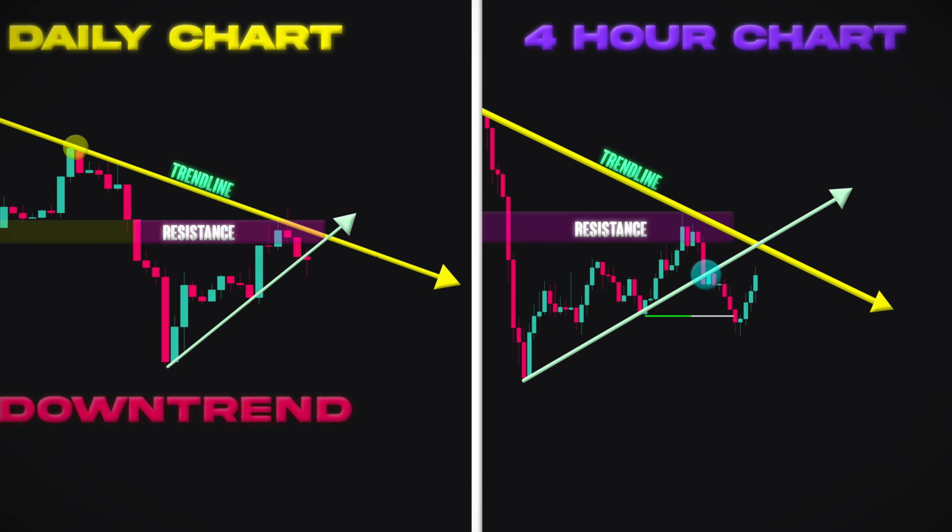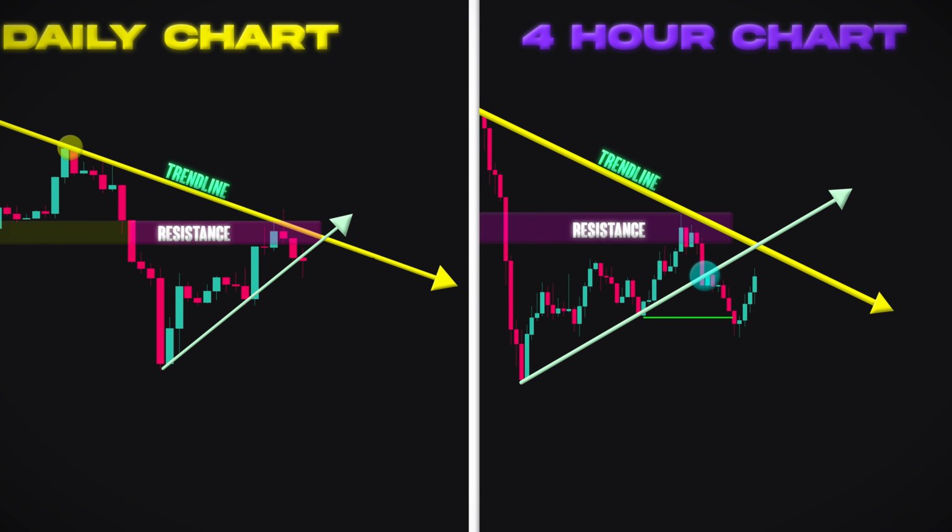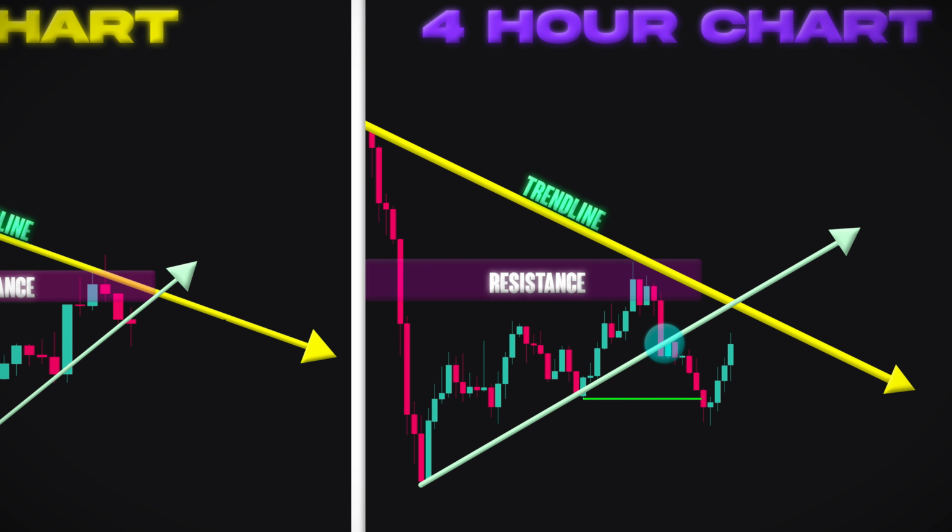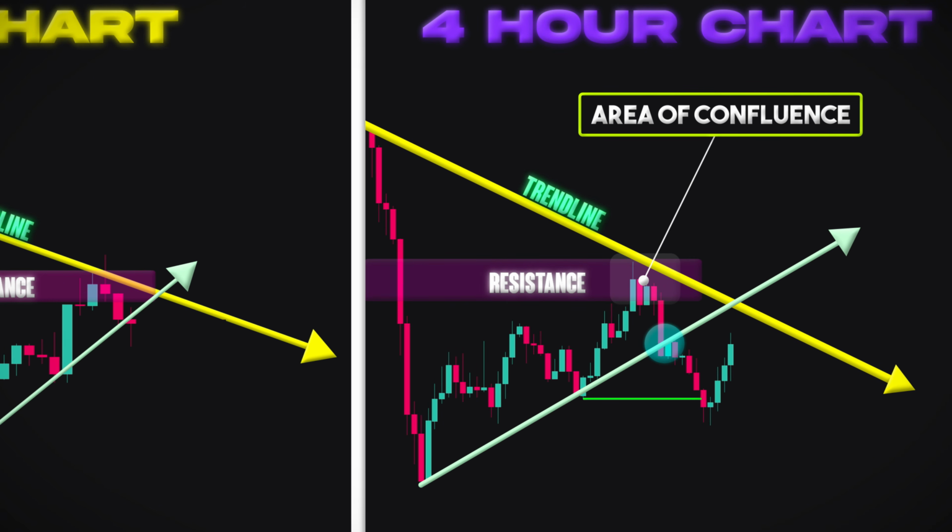However, the breakout of the mini trend line alone isn't enough. The key point is that this breakout needs to be rejected after the price reaches the area of confluence we identified earlier. This rejection confirms the validity of the breakout and gives us more confidence in taking the trade.